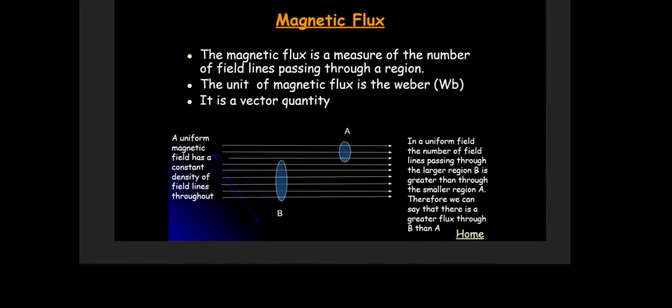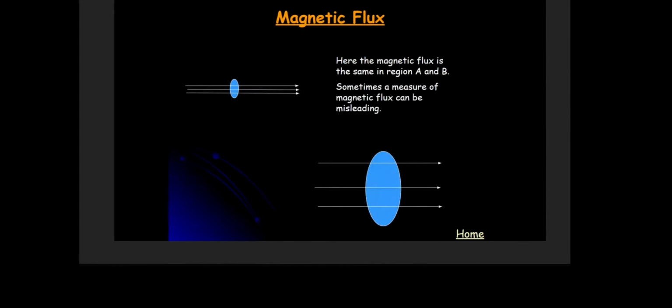All right, now let's look at something else. We notice these two areas, which are the blue shaded regions. They are different sizes, but if you notice, the amount of field lines through them is the same. So question: is that telling us that they have the same magnetic flux, or does one have more magnetic flux than the other?